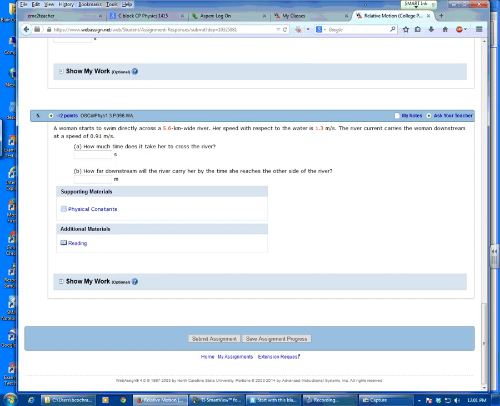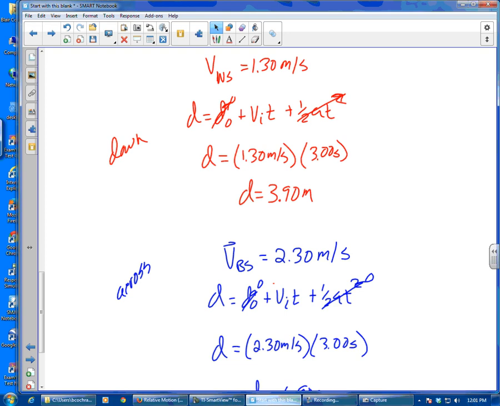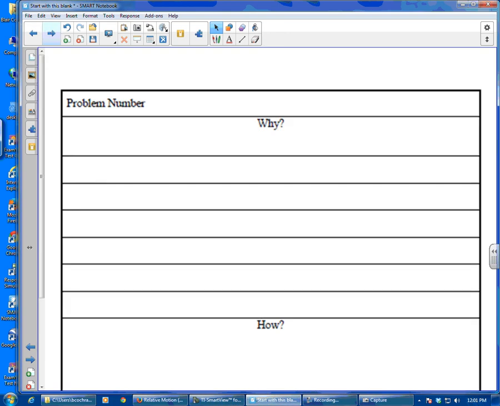So we're going to do number 5. A woman starts to swim directly across the river. Her speed in still water is this, and the speed downstream is this. How much time does it take her to cross the river? Does her being swept down the river affect her velocity across the river? No, because they're perpendicular to each other. So that's where I would start.